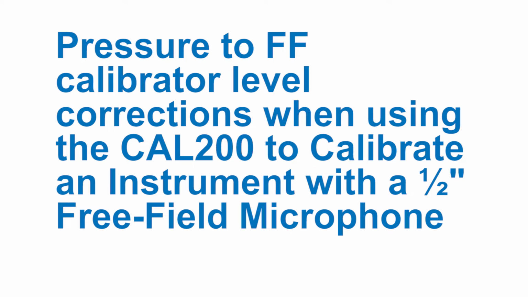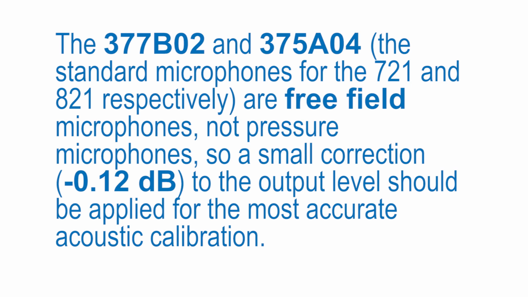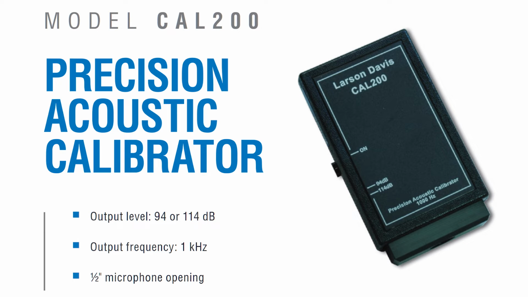Pressure to free field calibrator level corrections when using the CAL200 to calibrate an instrument with a 1/2 inch free field microphone. An acoustic calibrator creates an acoustic pressure field of a known amplitude. The 377B02 and the 375A04, which are the standard microphones for the 721 and 821s respectively, are free field microphones, not pressure microphones. So a small correction to the output level should be applied for the most accurate acoustic calibration. The CAL200 provides a nominal pressure level of 94 decibels, or 114 decibels. The exact levels are printed on the Larson Davis calibration sheet that came with the calibrator.